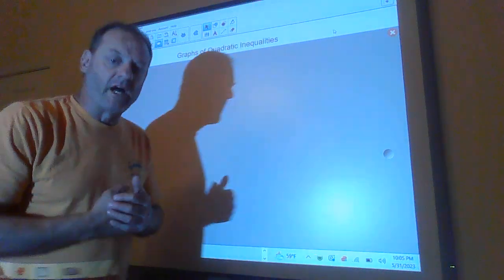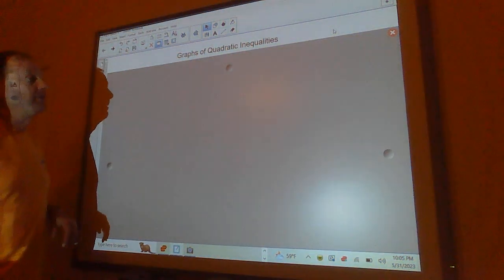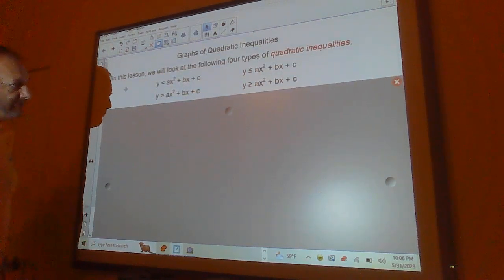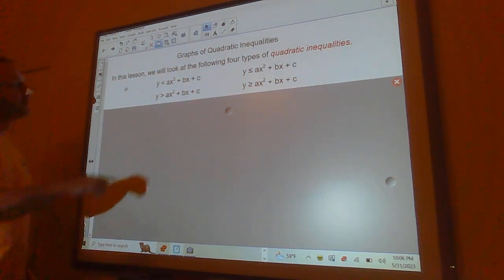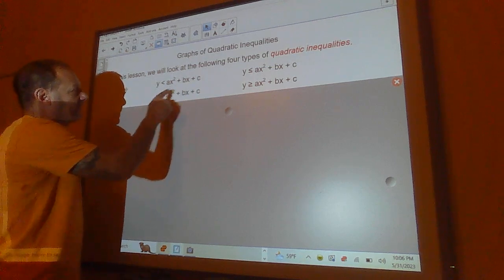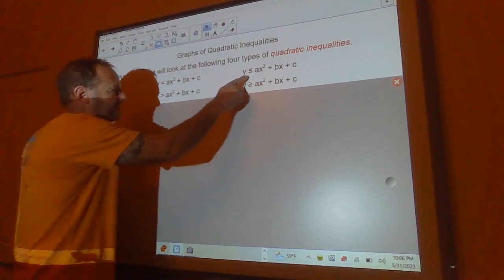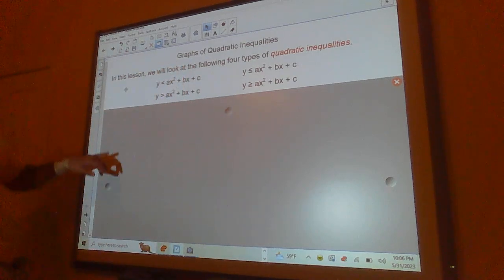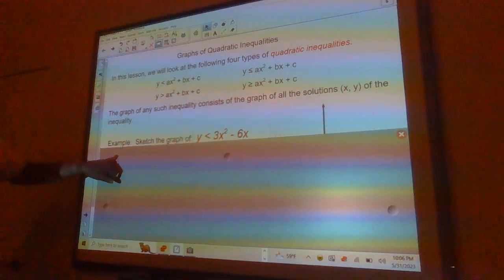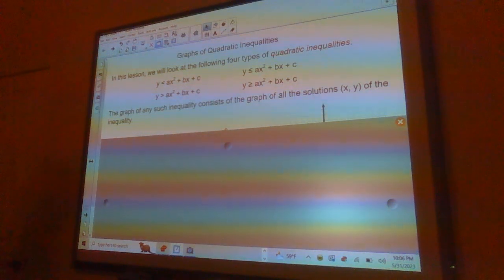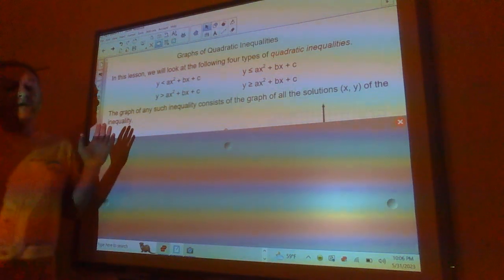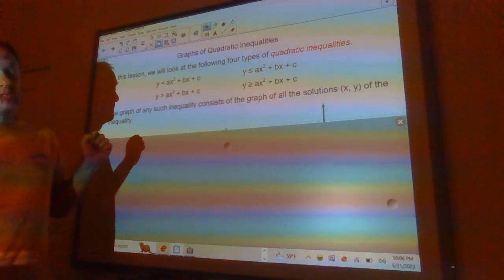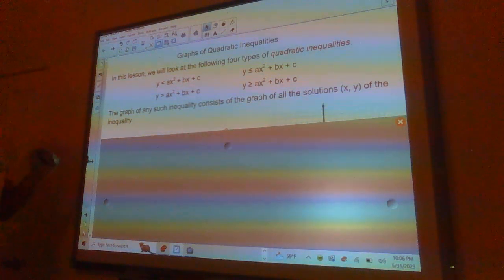Hey everybody, we're going to talk about graphs of quadratic inequalities today. So we're going to look at basically these four situations. y is less than this quadratic, y is greater than the quadratic, y is less than or equal to the quadratic, or y is greater than or equal to the quadratic. Okay, so remember that the graph of an inequality has all the points that are solutions to the inequality.